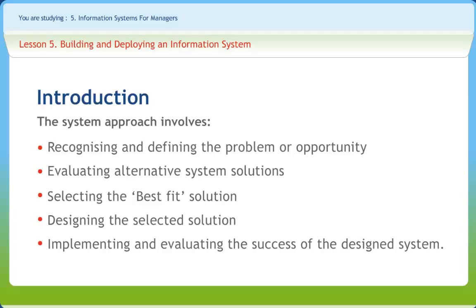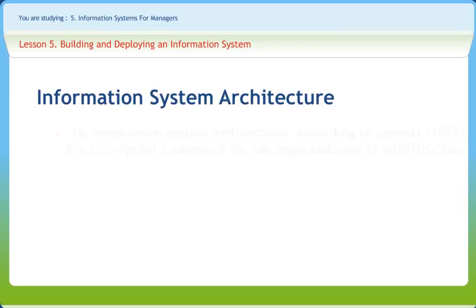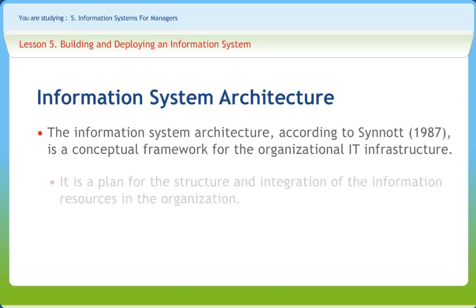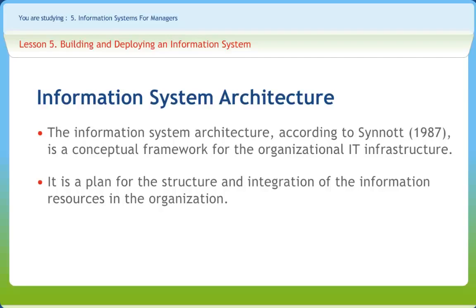However, before we look at application development, we need to understand the information system architecture. The information system architecture is a conceptual framework for the organizational IT infrastructure. It is a plan for structure and integration of the information resources in the organization. The model of information system architecture comprises two major parts. The centralized portion serves the entire organization and it includes the business architecture, the data architecture and the communication architecture. The decentralized portion focuses on an organizational function or on some service or activity. Each entity includes operational, managerial and strategic applications.